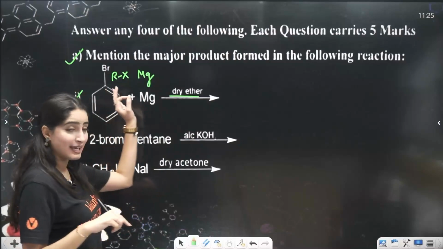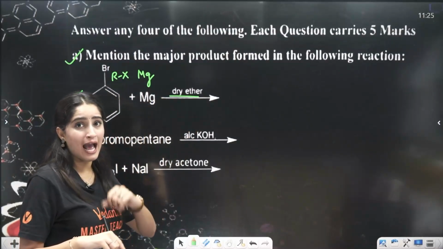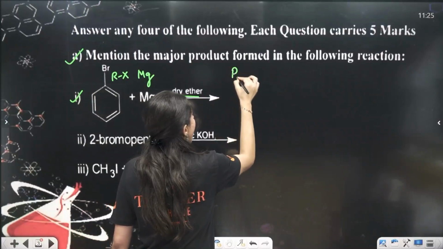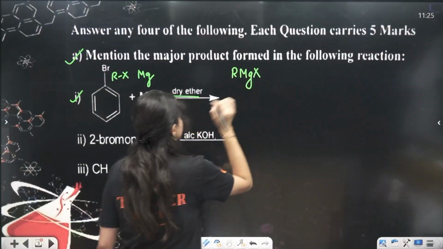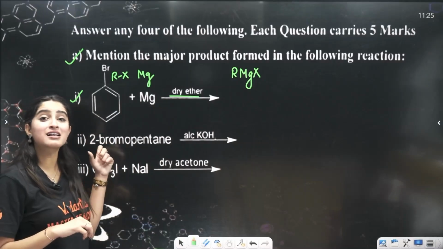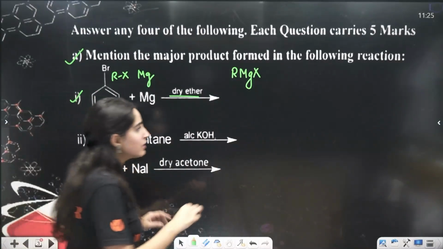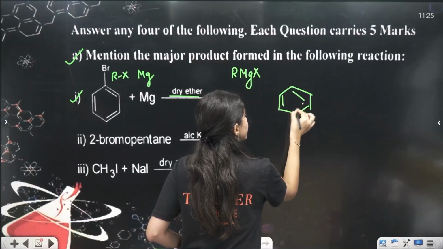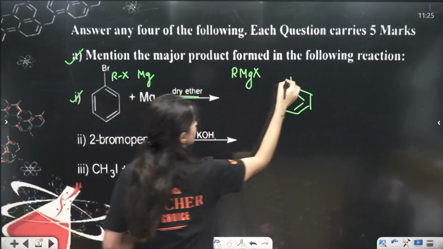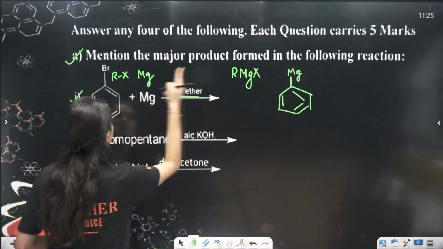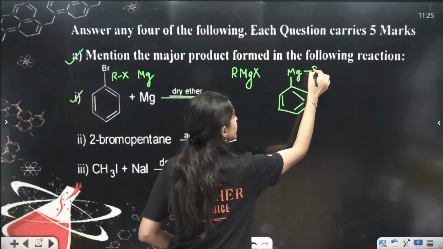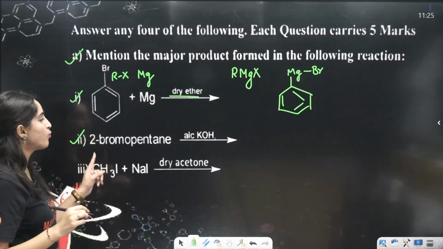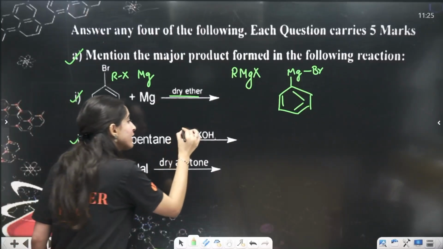So when you have alkyl halide with Mg, you will have the formation of Grignard's reagent, that is RMgX. Now, as we can see, our alkyl part is your benzene ring. So here it will be benzene ring, and what is Mg? Mg is definitely Mg only, right? And what is halogen? Halogen is here Br, right? So that will become your product here, right? Next question is 2-bromopentane in alcoholic KOH.